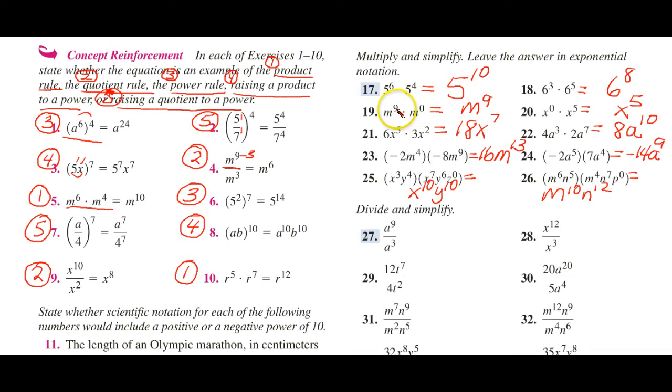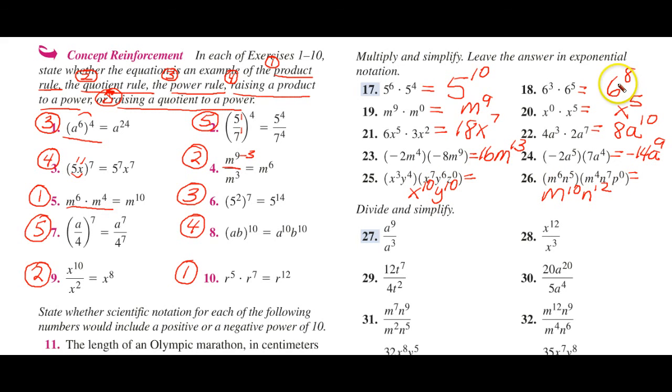So when we're adding m to the 9th times 1, this is just a 1 here, then that just becomes m to the 9th, or 9 plus 0 is 9. Here we have two negatives. That's going to give you a positive, and again you just add your exponents. And here it's a little tricky. Z to the 0 power is 1, so that doesn't appear in the answer.